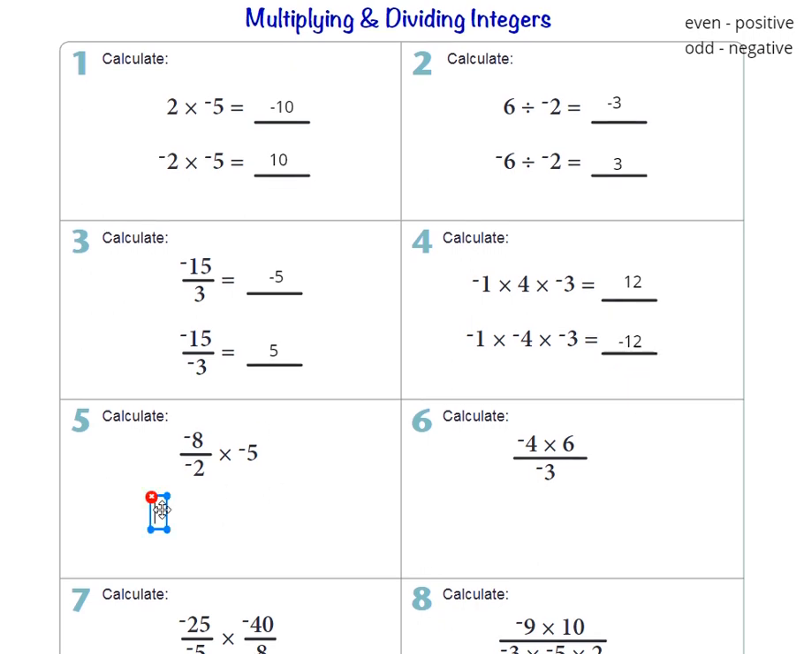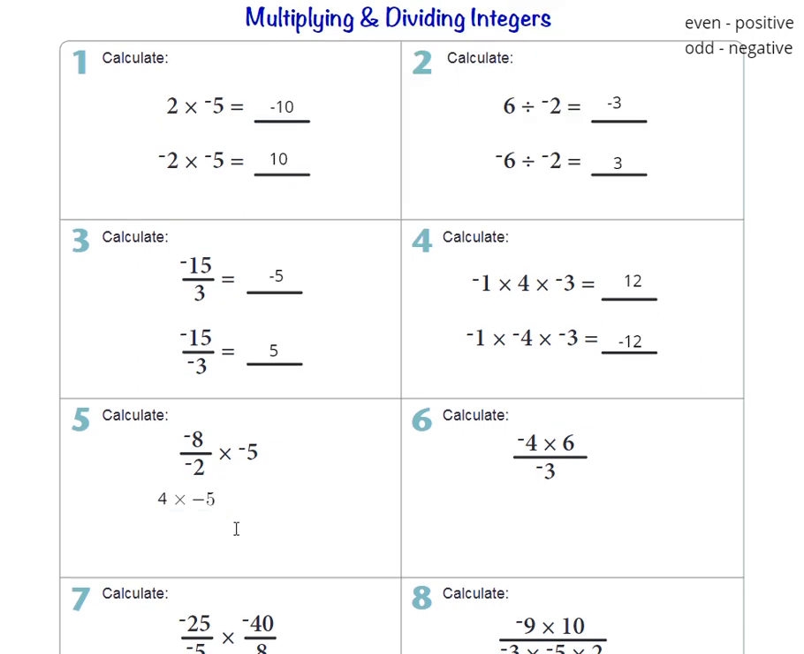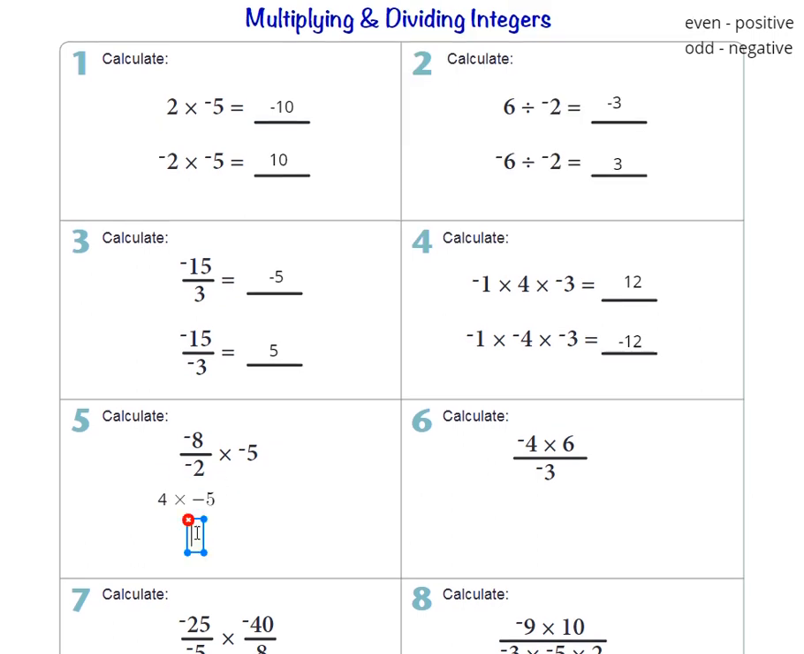All right, for this one, I need to simplify a step at a time. So I'm going to go negative 8 divided by negative 2. Well, 8 divided by 2 is 4. And 2 negatives in the problem gives me a positive. And then I need times negative 5. Okay, so then I do 4 times negative 5, which is 20. 1 negative in the problem gives me a negative answer.